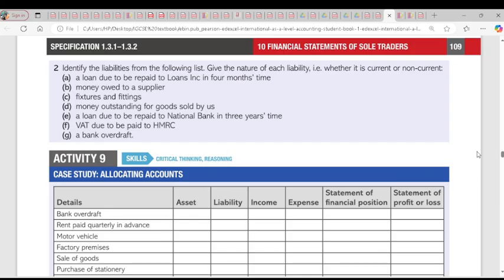Identify the liabilities from the following list. A loan due to be repaid. A long-term loan. Non-current liability. Money owed to a supplier. Current liability.